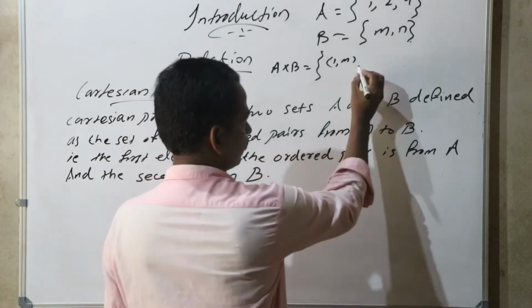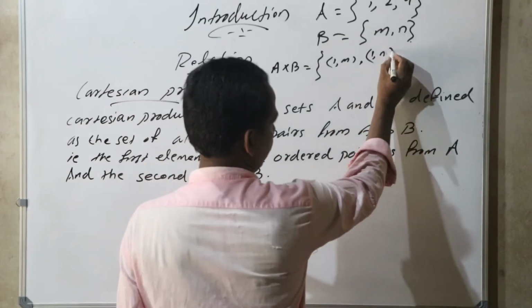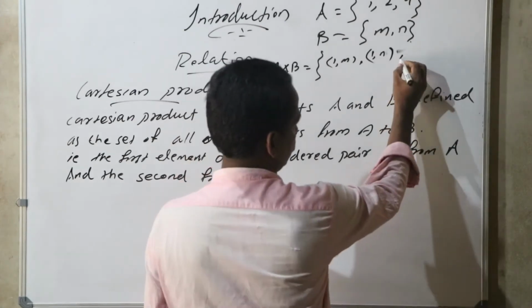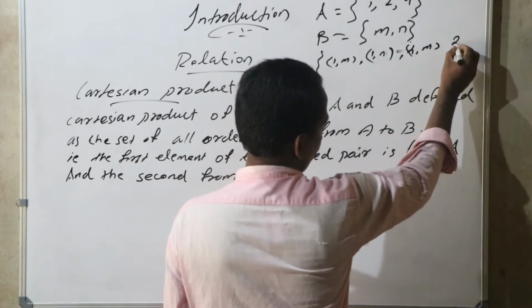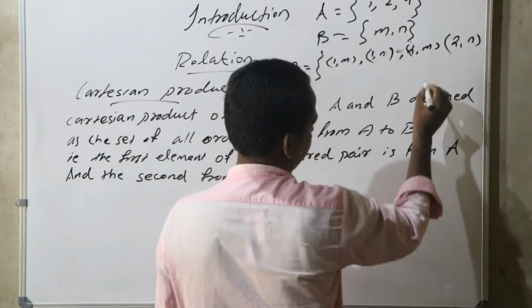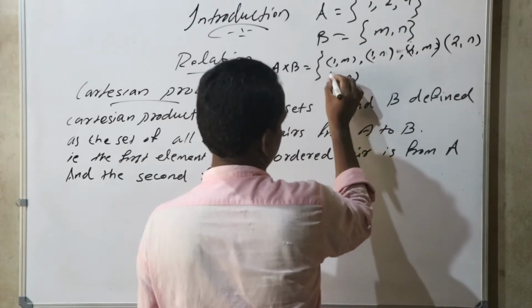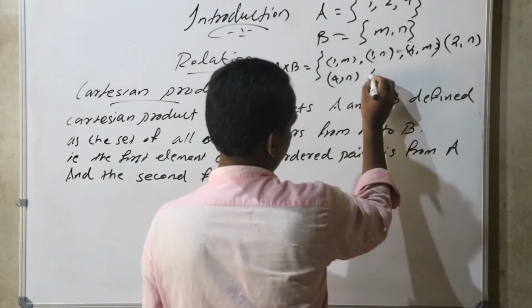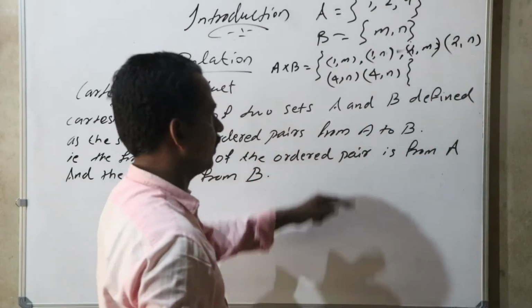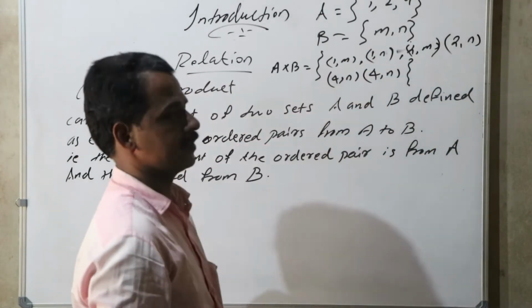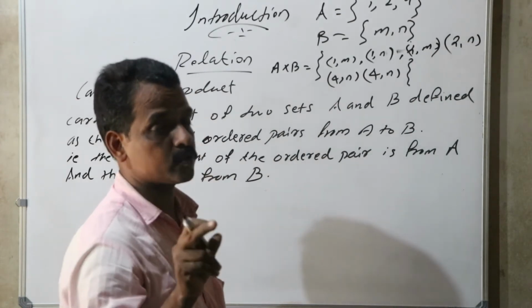Next, 1 N. Third, 2 M. Fourth, 2 N. Fifth, 4 M. Sixth, 4 N. This set is known as the Cartesian product, or A cross B.